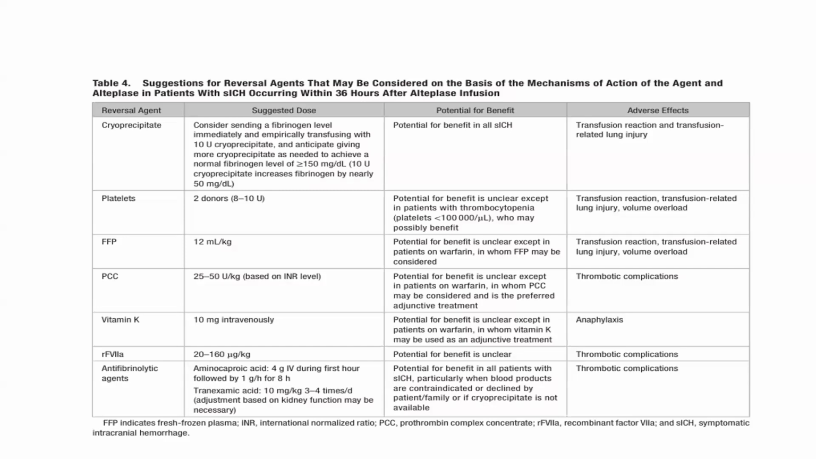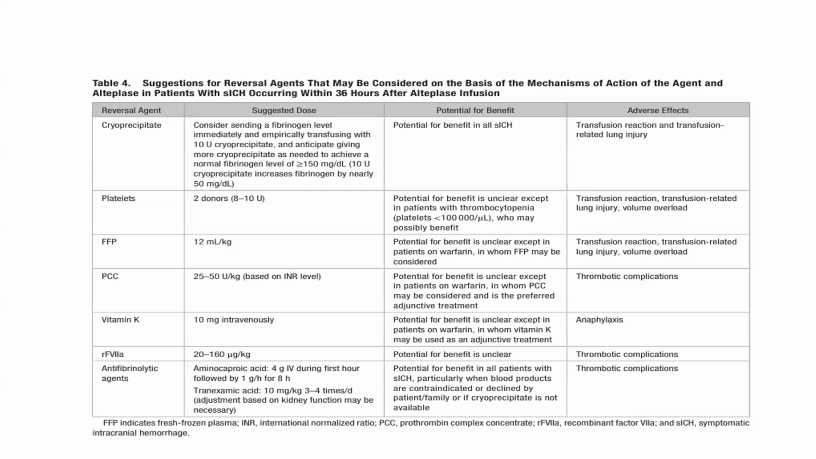Now, the next line of treatment is FFP. FFP we are transfusing in the amount of 12 ml per kg. Potential for benefit is unclear except the patient is on the warfarin, in whom FFP can be helpful. And the adverse reactions are transfusion reaction, transfusion related lung injury, and volume.